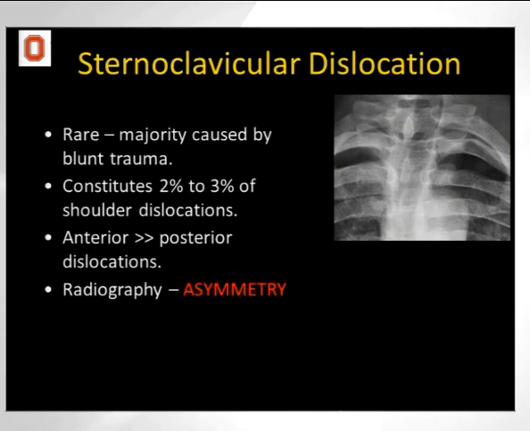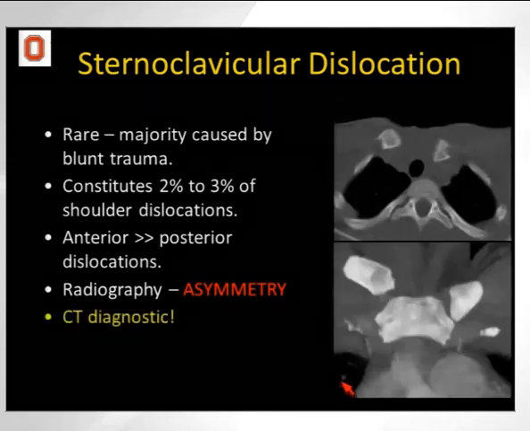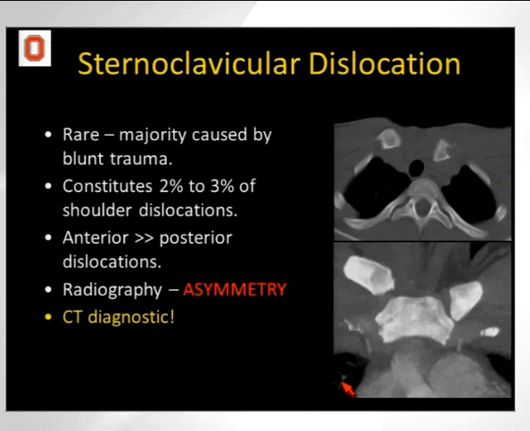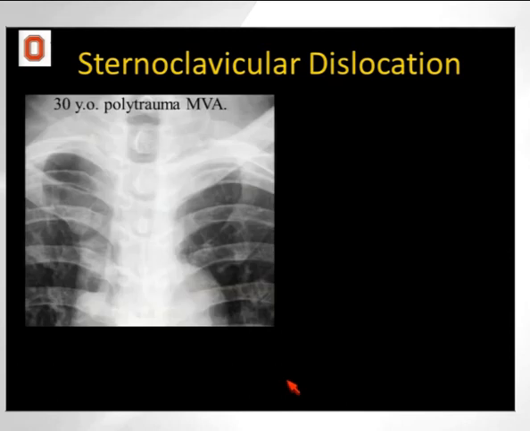So whenever you look at the chest x-ray in trauma patients, you need to look for the symmetry of the height and position of the clavicular heads. And CT is always diagnostic and pretty straightforward. So here you have superior displacement, disarticulation, and anterior displacement of the right clavicular head.